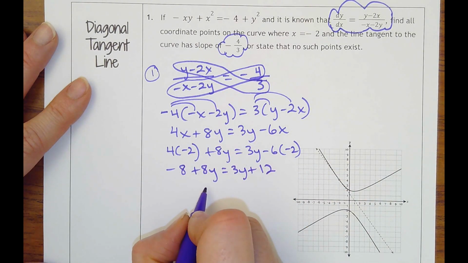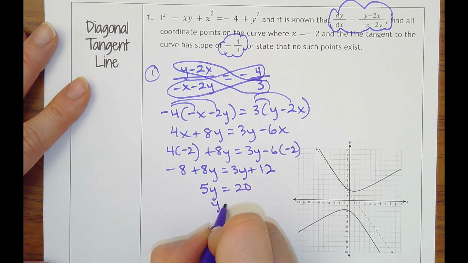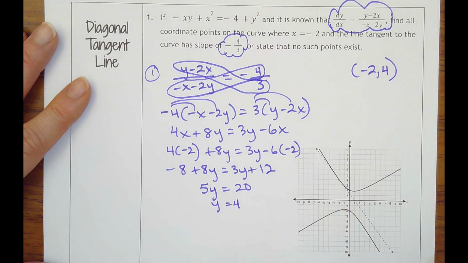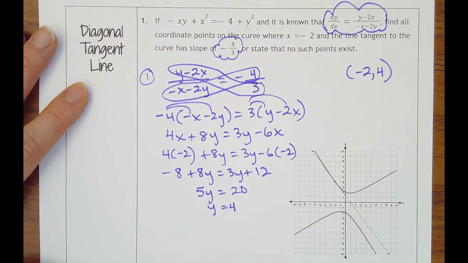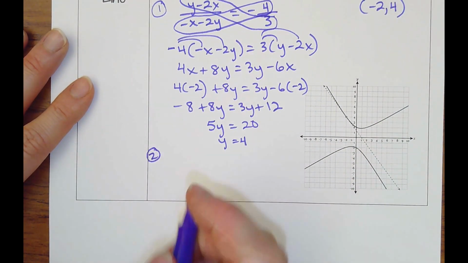Subtract 3y from 8y is 5y. Add 8 to 12 is 20, so y is 4. So my point is -2, 4 is what it should be. Now I have to figure out, does that point really exist? So I'm going to take my original function and plug it in.